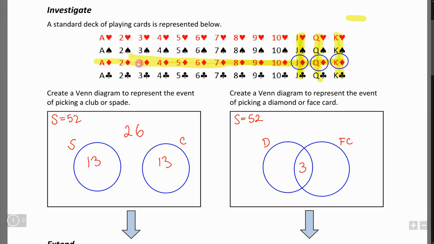So how many diamond cards do I have in total? I have 13. So if I already have 3 represented in the middle, then I still have to write 10 more in this circle here. And if I have 4, 8, 12 face cards, 3 of them already represented here in the middle, and I have 9 remaining on this side, that gives me a total of 12. And if I add up all these numbers, 10 plus 3 plus 9, and take that away from the deck of 52 cards, then everything outside my set, I have 30 other cards outside my set.